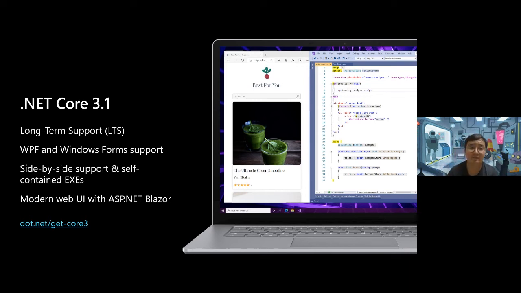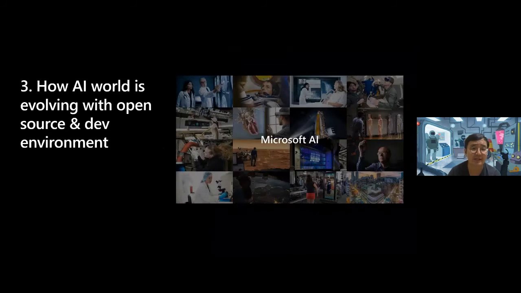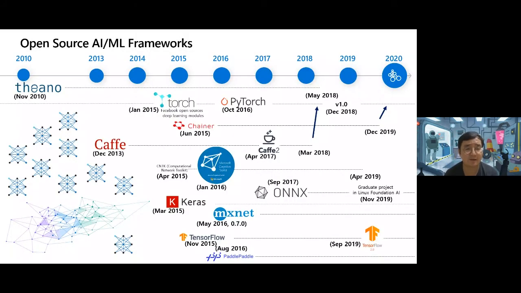So next, I would like to emphasize how the AI world is evolving with open source and developer environments. This is the recent history of the AI world. When you look at the AI world especially, you might notice that open sources are really inevitable to work in the AI domain.